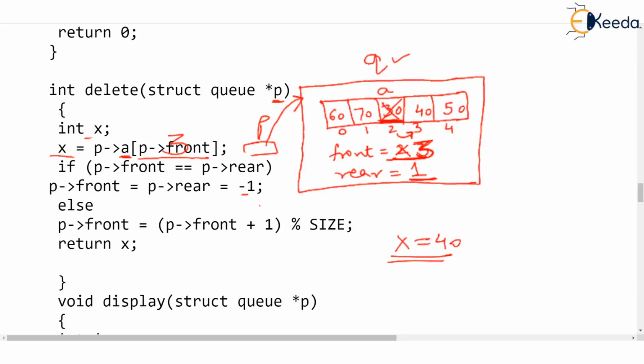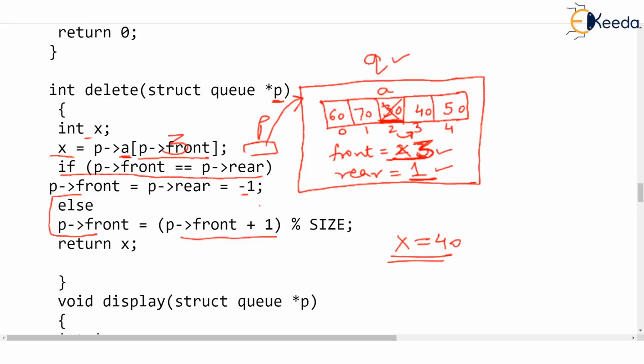We again ask, is front equal to rear? No, it isn't. Front is 3 and rear is 1. So whatever we are deleting is not the only element. There are a lot more elements in the queue. So it's not time to make the queue empty by making front and rear equal to -1. Hence, as the if is false, we go to else again, and front becomes front plus 1.